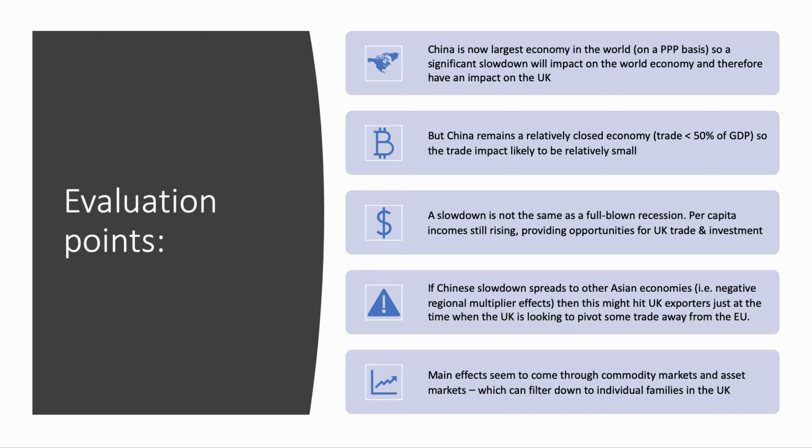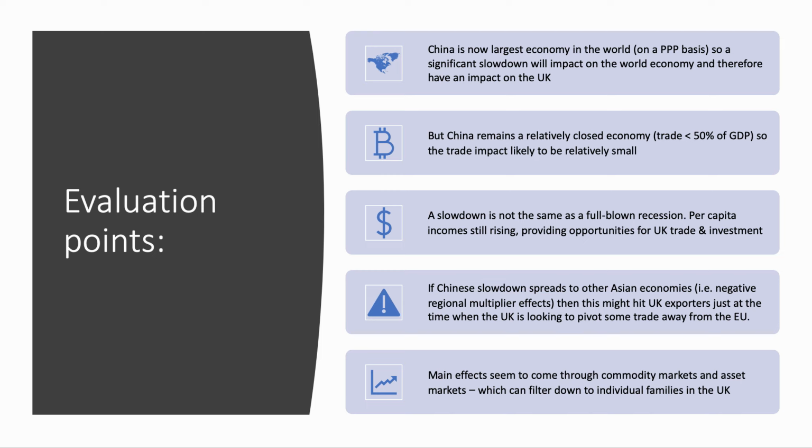However, the key wider point is if the Chinese slowdown spreads to other economies, for example, Asian economies, including South Korea, Japan, etc., there could be quite a strong negative regional multiplier effect, and that could hit UK exporters just at the time when the UK is looking to pivot some of its trade away from the European Union.